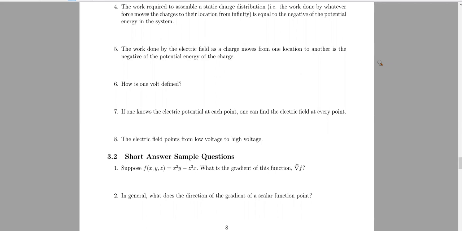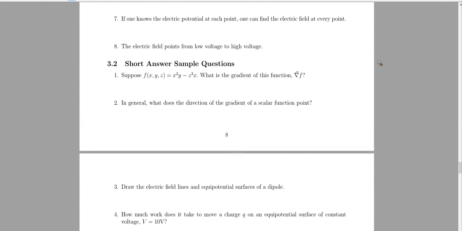If one knows the electric potential at each point, one can find the electric field at every point. That is true. The potential and the electric field contain the exact same amount of information. The electric field points from low voltage to high voltage. That's false. It points from high voltage to low voltage.